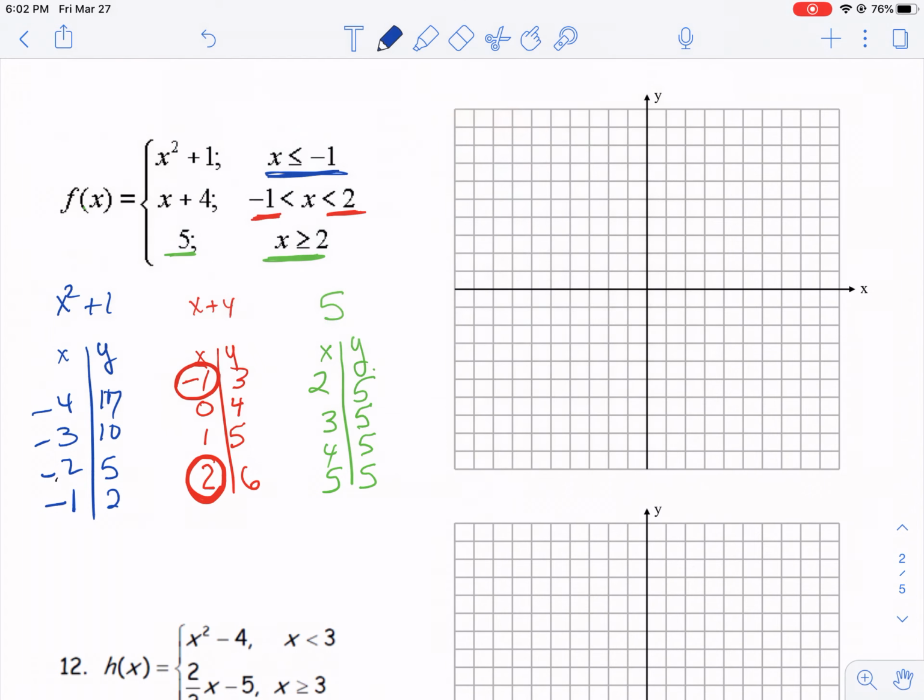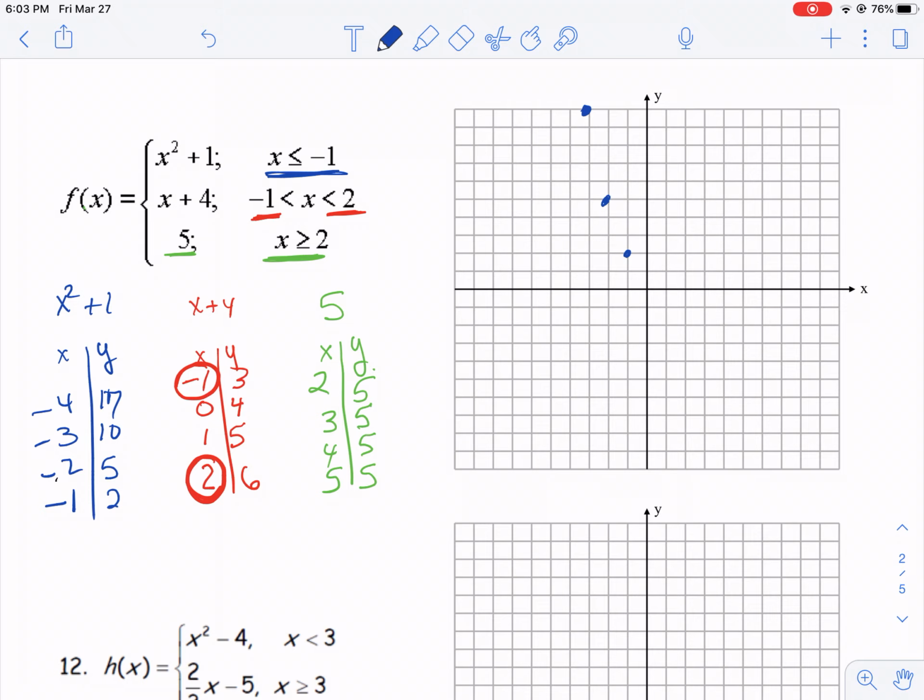Blues first. All right, so x squared plus 1 is what I'm doing first. That's a parabola. I know it's a parabola because it's got a square in it. But remember, I'm only graphing the piece that they're asking me for. Negative 4, 17 is not going to fit. Negative 3, 10 will. Negative 2, 5. And negative 1, 2.